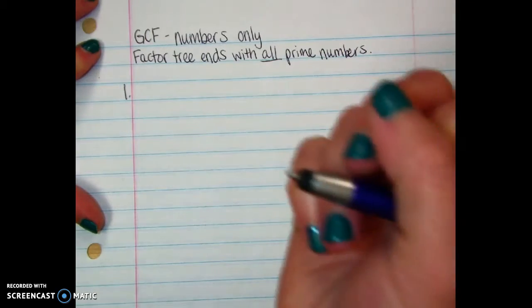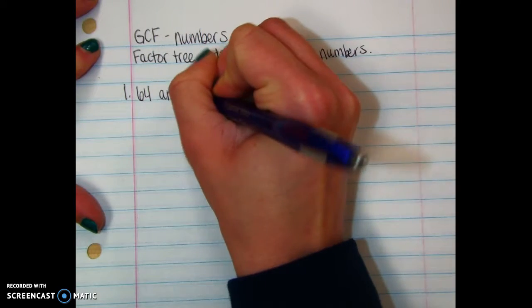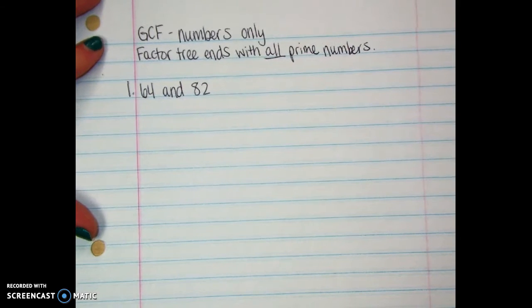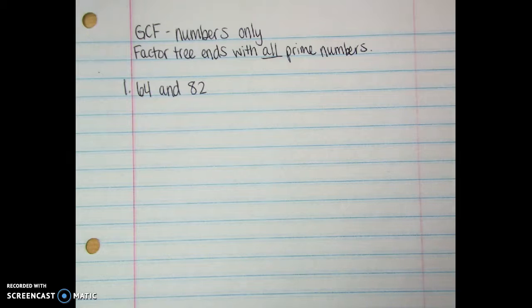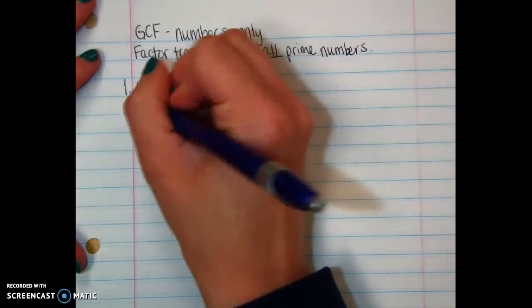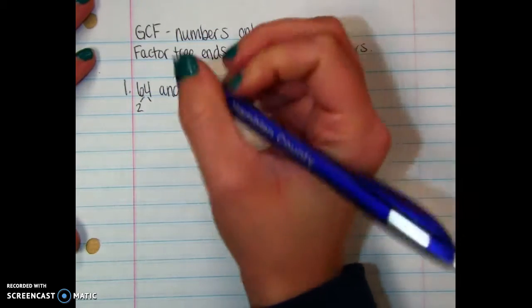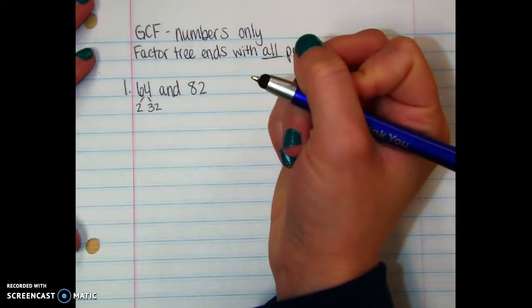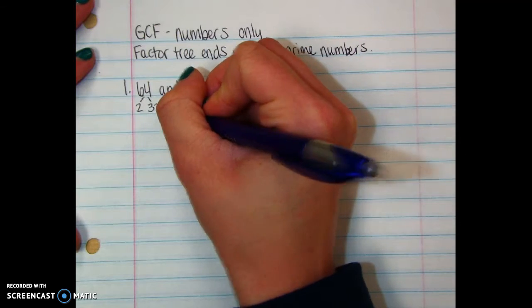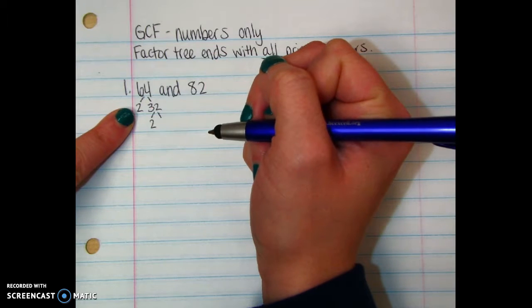So for number 1, we're going to find the GCF of 64 and 82. Okay, when I look at these numbers, I see that they're both even, so I automatically know they're divisible by 2. So that's what I do on most of them. If I see that they're even, I divide by 2. So 2 goes into 64. 64 divided by 2 is 32. 32 is even, so I'm going to try 2 again. And I'm not doing anything more with this 2 over here because it's prime.